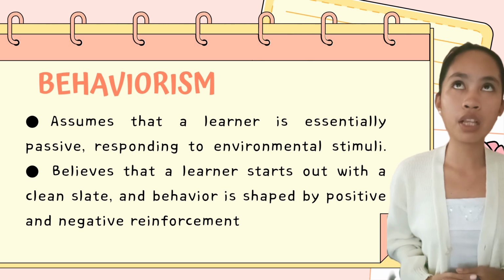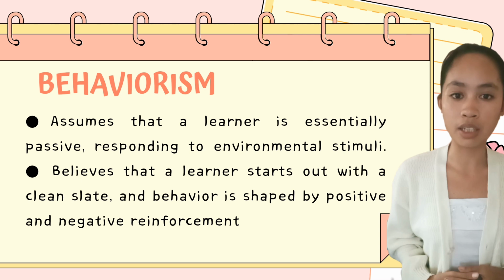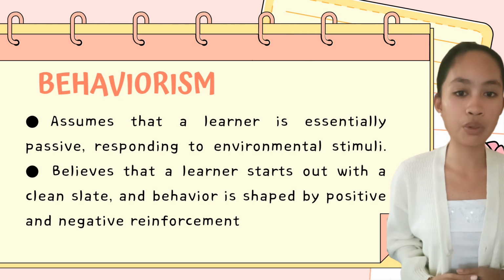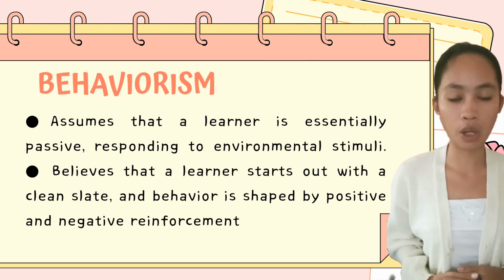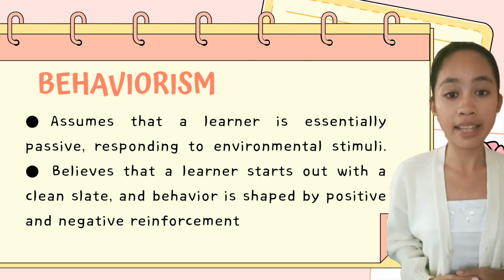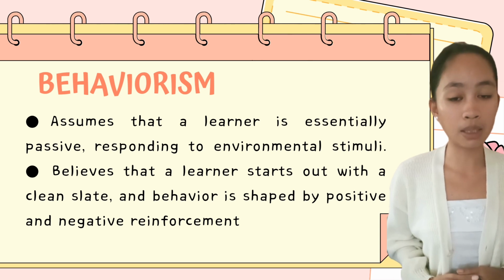like for example, a student who came home late from school, and because of that, she was grounded. She can't use her cellphone for the whole night. So knowing that every time she arrives late from school, she can't use her phone, that leads to the decrease of that behavior of the student.